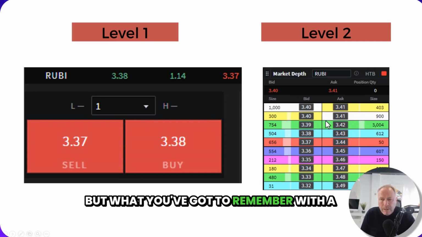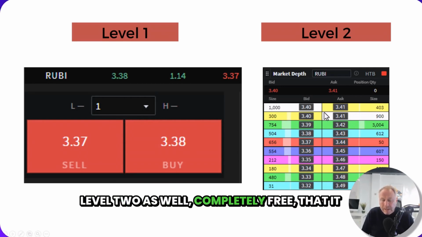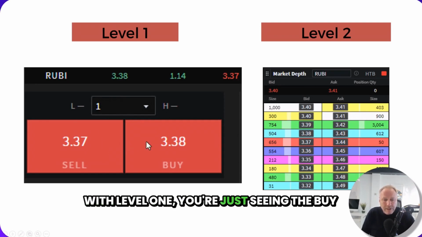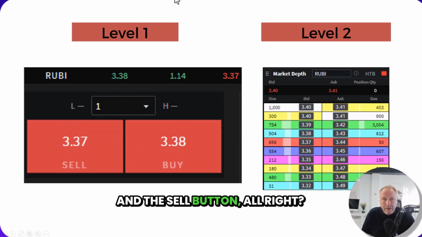But what you've got to remember with level 2, and Capital Markets give you level 2 as well, completely free, is that it gives you market depth. You can see deeper. With level 1, you're just seeing the buy and the sell button, all right?